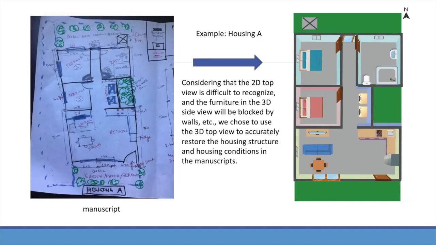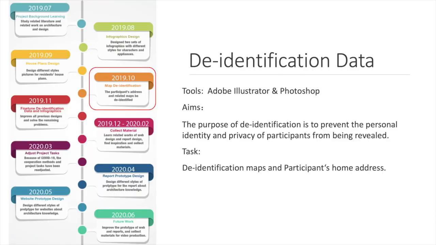I also designed two styles. The first one is a 2D top view, and the second is a 3D side view. Considering that the 2D top view is difficult to recognize, and the furniture in the 3D side view will be blocked by walls, we chose to use the 3D top view to restore the housing structures. This is just one example of a housing.